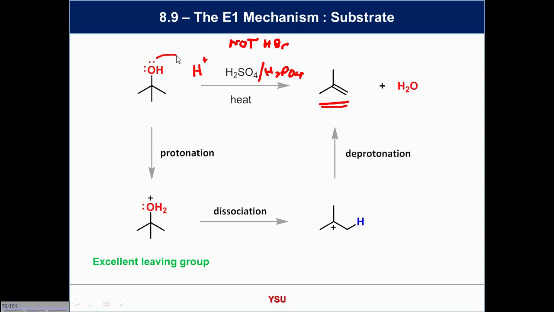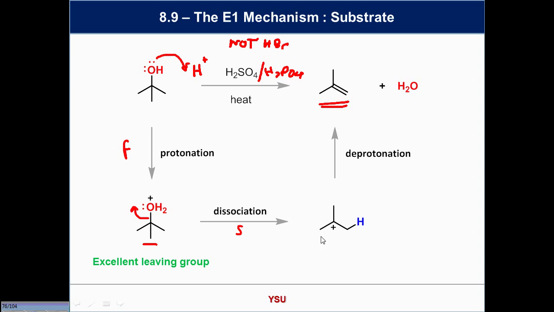First arrow, go grab your proton. Why is it good to get a proton here? Much better leaving group, right? Much better leaving group. Fast or slow? Proton transfer. After that, this dissociates, it breaks off. Fast or slow? Slow. Call it dissociation, but it's really just a leaving group breaking off.